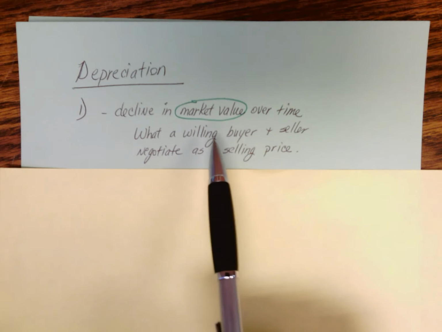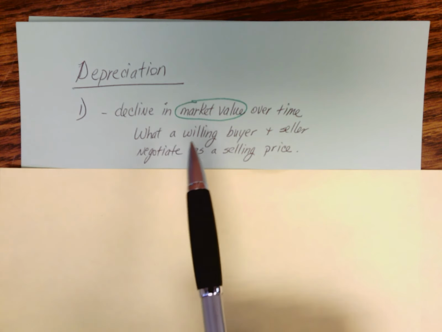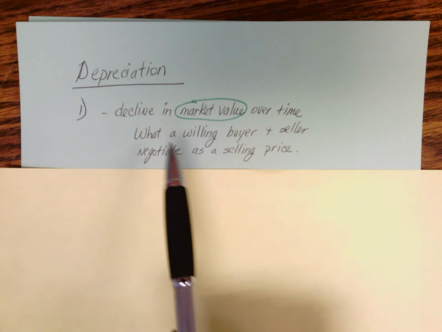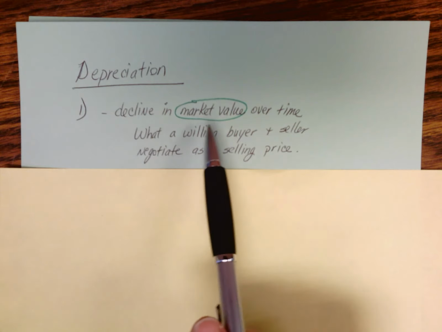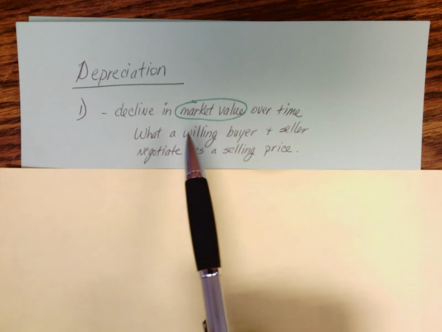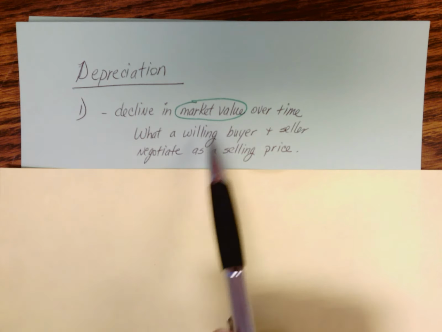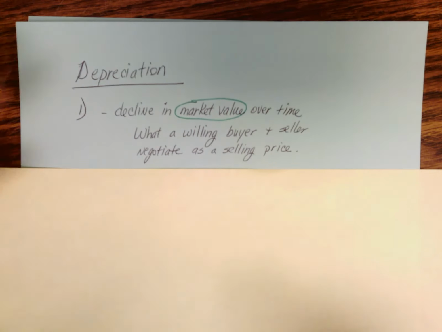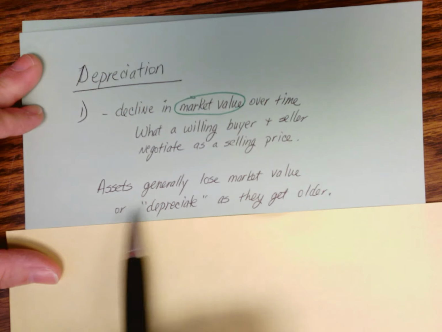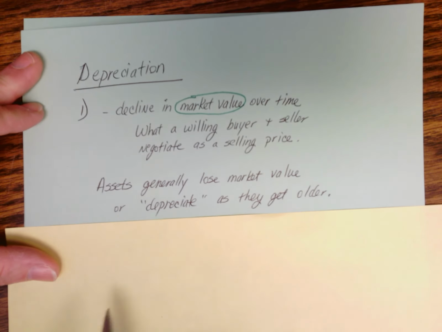The more popular definition of depreciation, when your car depreciates when you drive it off the new car lot, for instance, is a decline in market value over time. So depreciation is said to describe a decline in market value. The market value is whatever a willing buyer and seller negotiate as the selling price, and over time that selling price goes down, so assets generally lose market value or depreciate as they get older. That's the popular use of the word depreciation, and that's fine, that's accurate.